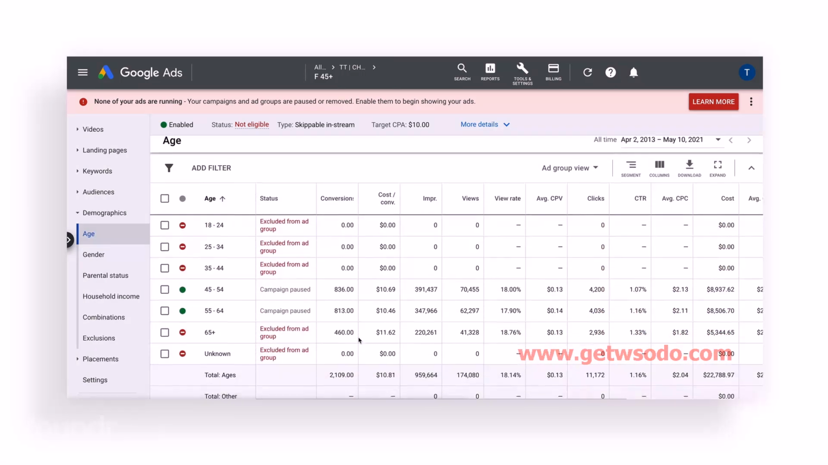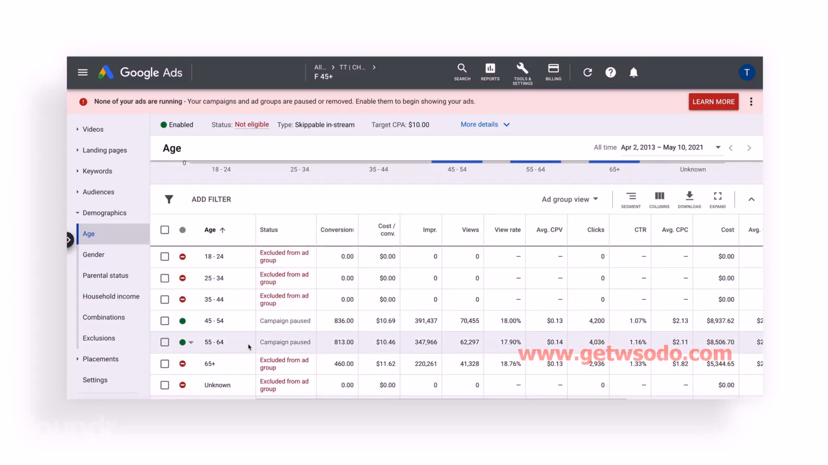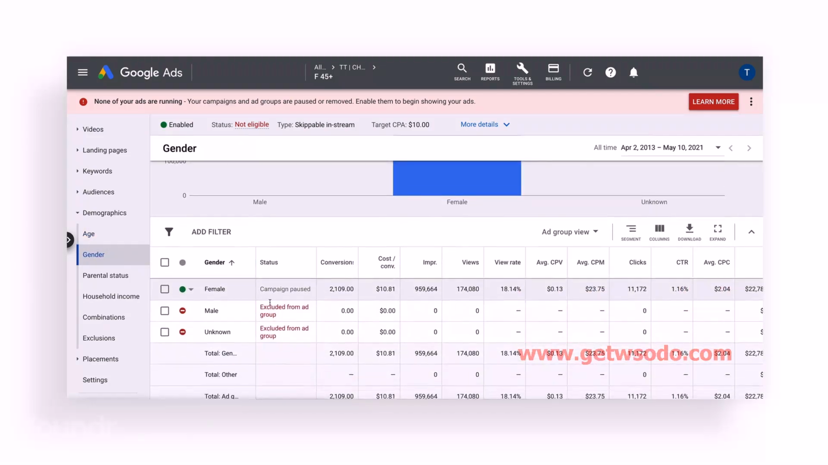As you can see in this particular one, we've already identified our key age groups, where we've excluded the rest of them. Same thing with gender. Going down here with gender, we can see we've excluded male and unknown. We only focused on females because we have that data from previous ads where we knew we wanted to really dial in on these. So you can see our cost per conversion at $10.81, that's well below our $15. We don't really have to do anything. We're just going to keep running this.